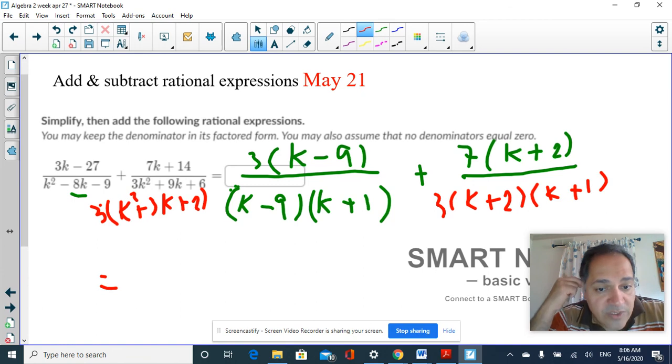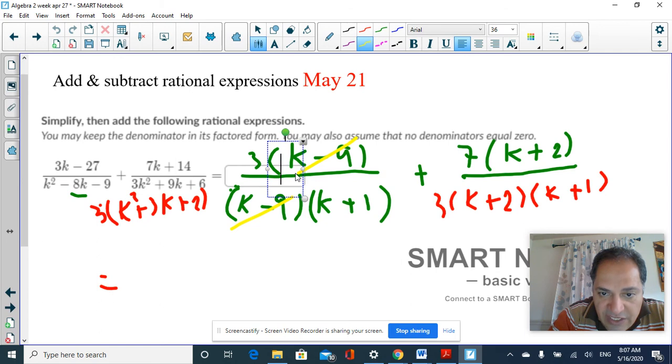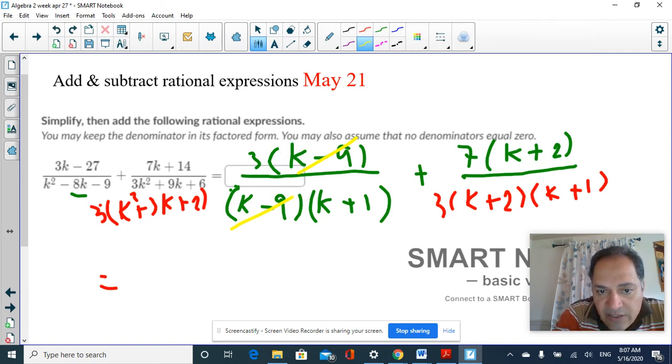Now what we are going to do is, yes, you can simplify each expression if you can. Like if you look here, we have k minus 9 and k minus 9. We can't cancel between the two expressions because we have addition, not multiplication here. So you have to simplify each expression separately. Like the first one, we have to simplify it first. And the second part, yes, you can cancel out k plus 2.